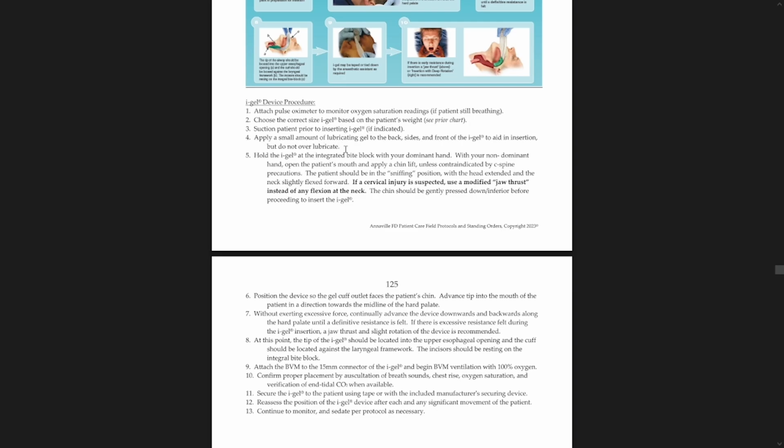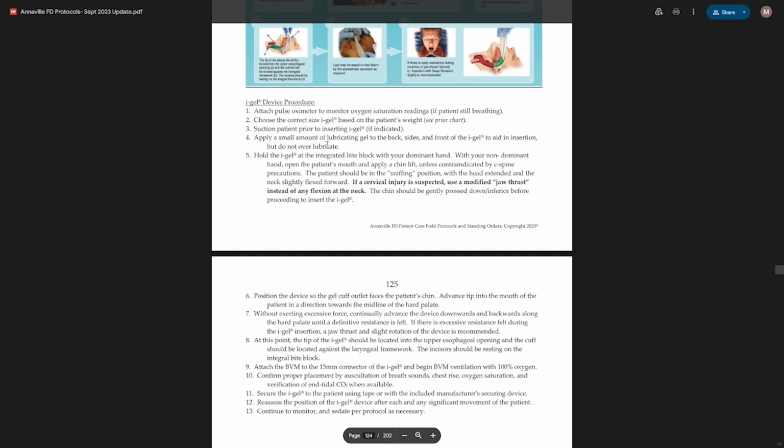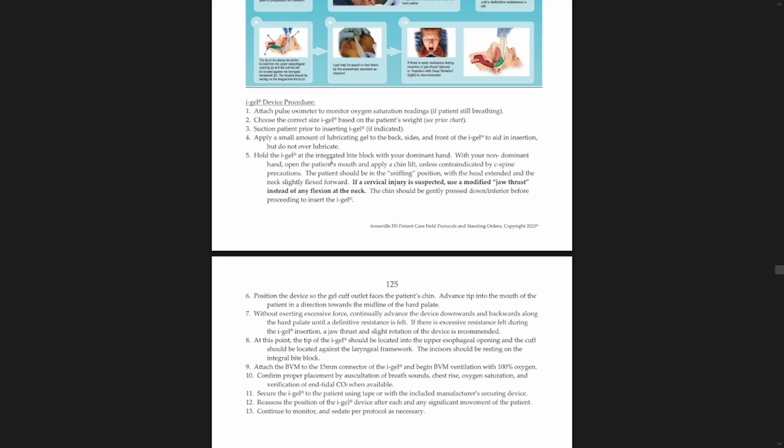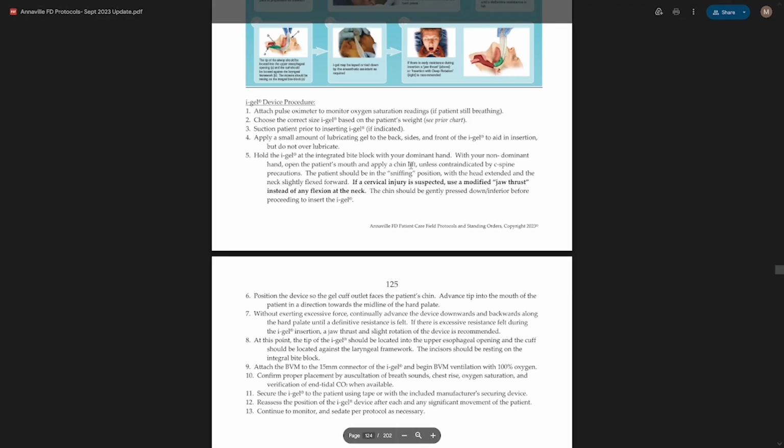Apply a small amount of lubricating gel to the back side and the front side of the i-gel to aid in insertion, but do not over lubricate. Hold the i-gel at the integrated bite block with your dominant hand. With your non-dominant hand, open the patient's mouth and apply a chin lift unless contraindicated by C-spine precautions.